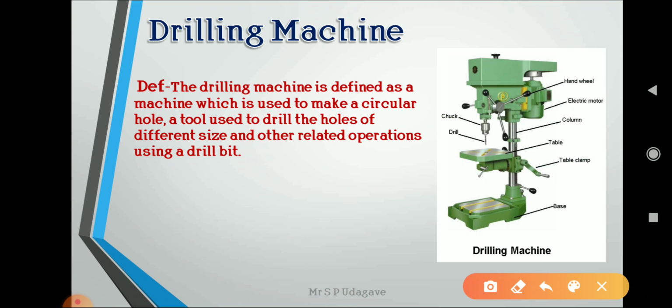You can see the main parts of the drilling machine: a base, table, table clamp, column, and an electric motor that provides the drive, and a hand wheel to give the feed, and the drill.